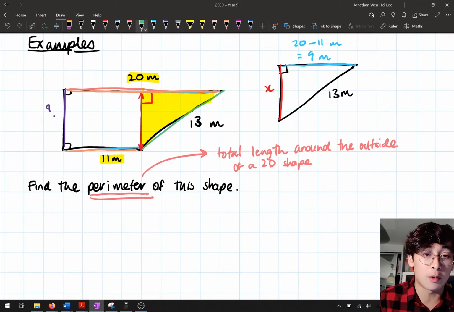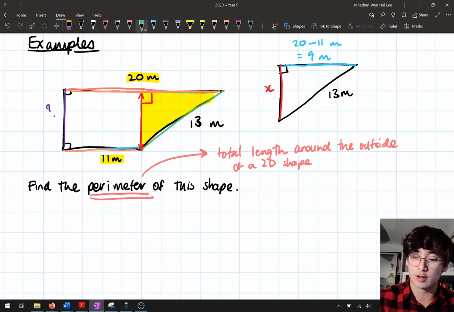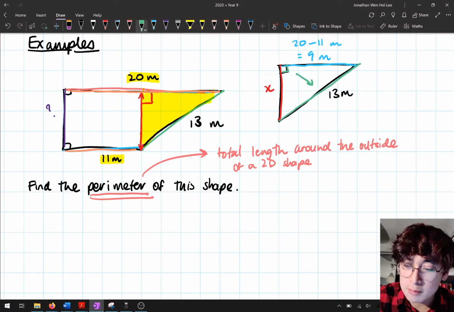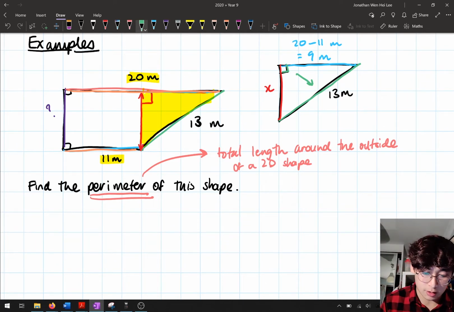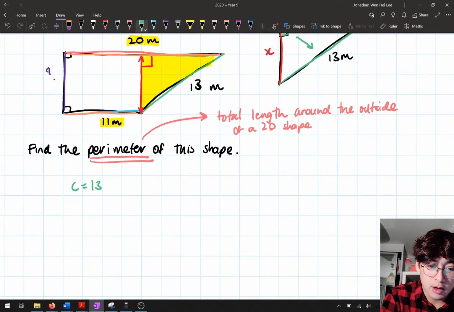First thing, I'm going to identify which one is my hypotenuse. If you have a look, which side is it? Well, it's the side that's always opposite my right angle. My right angle is over here at the top, so this 13 meters is going to be my hypotenuse. So here I'm going to have C is equal to 13.